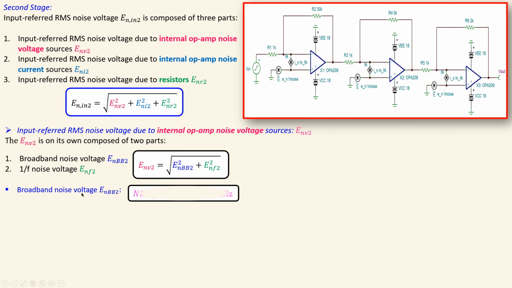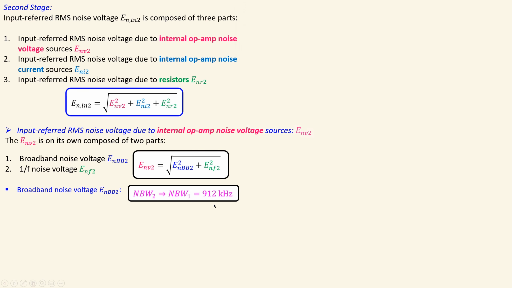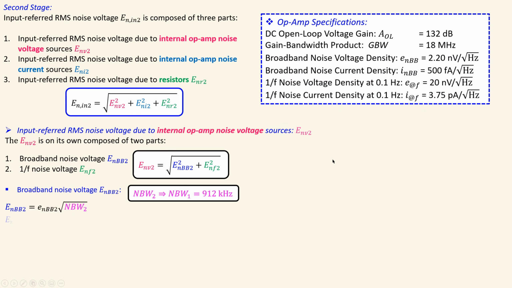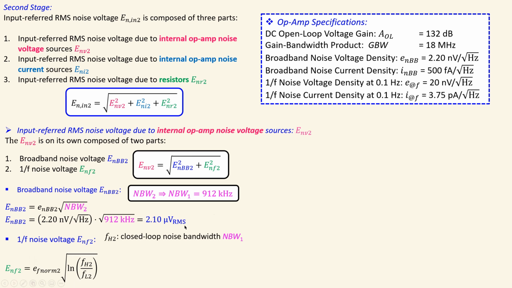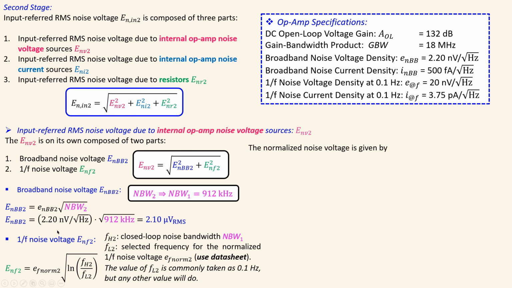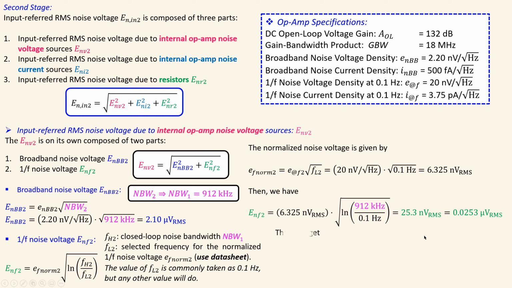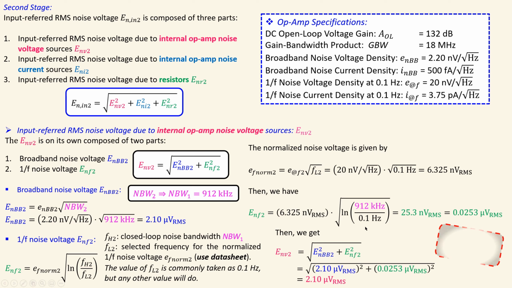Again, for the broadband noise voltage, using now the noise bandwidth of the second stage, it will be just the noise bandwidth of the first stage, because this has the lowest noise bandwidth, so that will be 912. Now, again, using the op-amp specifications, you get exactly the same results as we had for the first stage, so I will go a little bit faster. You can see all the values for the 1 over F noise part and also the broadband noise part are exactly the same as before. So I will just go very quickly to the end result, and that will be 2.10 microvolts RMS. And you will see it is again the broadband noise voltage which is dominating.